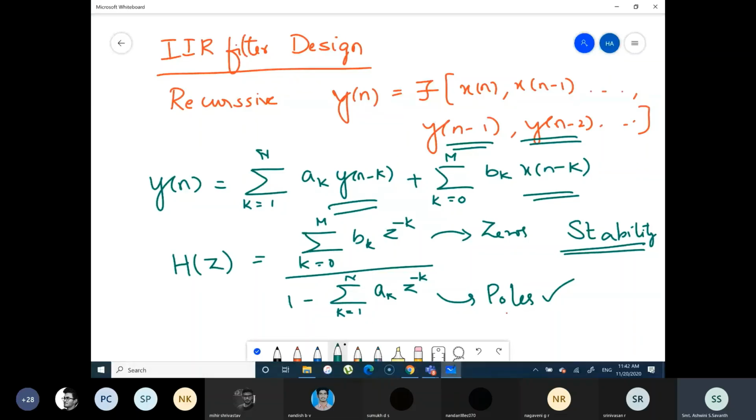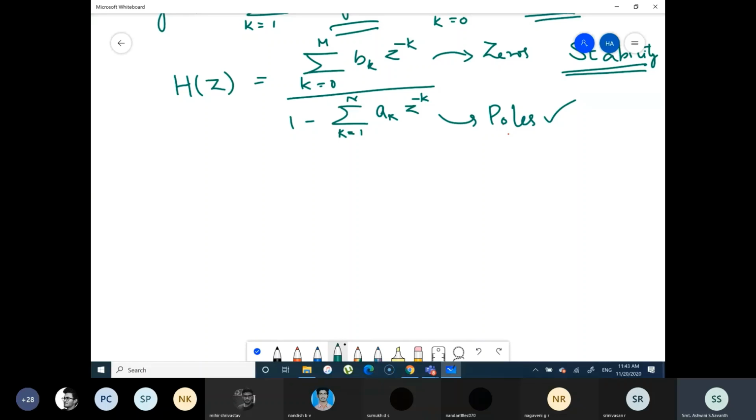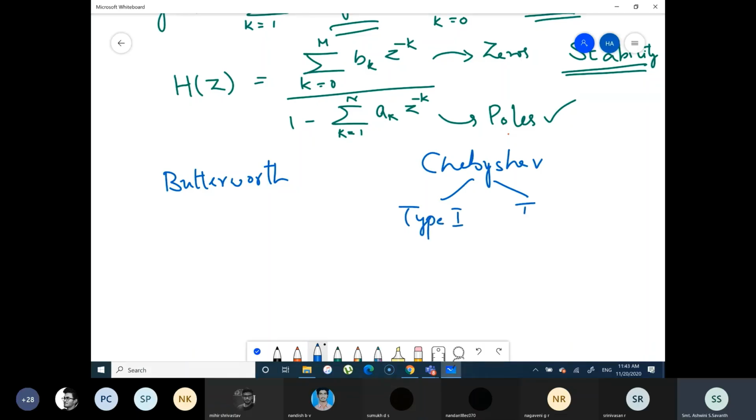In an IIR filter, there are two kinds actually. Two kinds of IIR filters. The Butterworth filter is one category and the Chebyshev filter is the other type of IIR filter. Again, we have two kinds of Chebyshev filters. One is called the type 1 filter and the other is the type 2 filter. Okay, type 1 and type 2 filters.